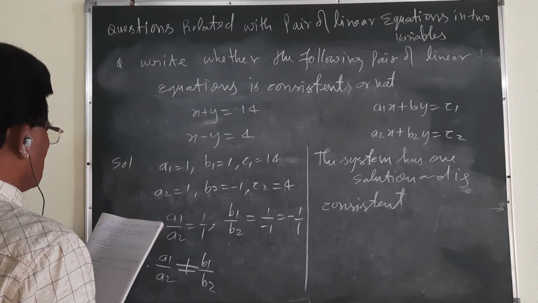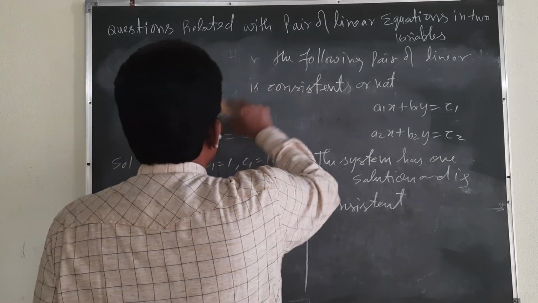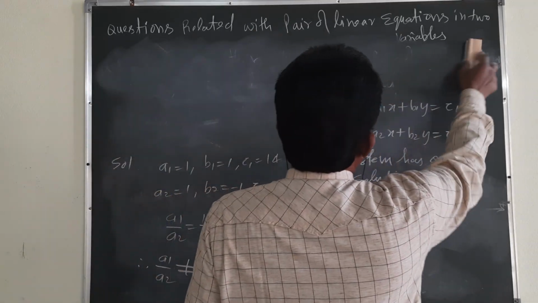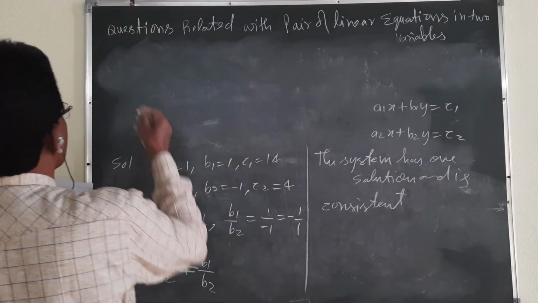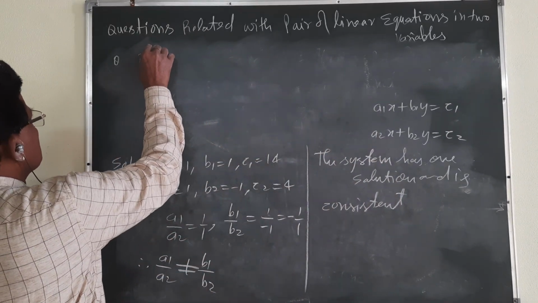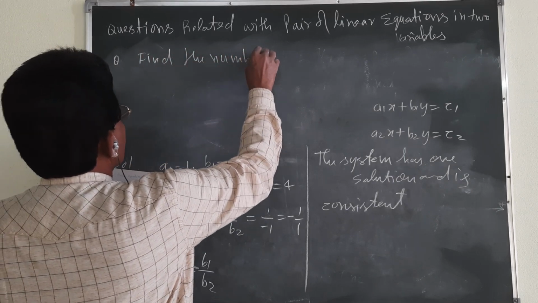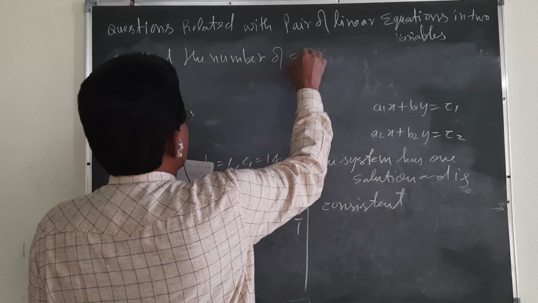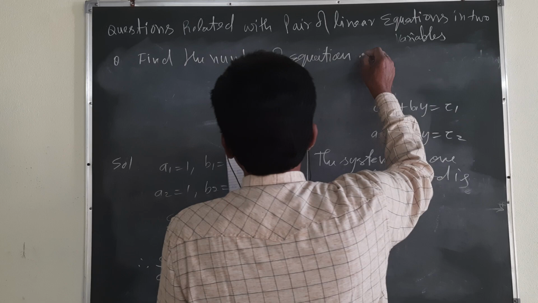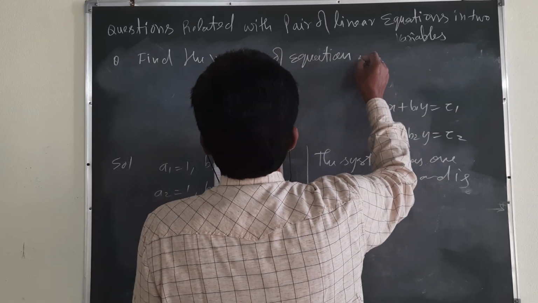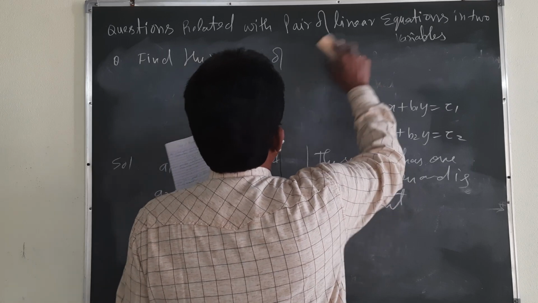You will have to find out the solution. A very, very important question I am discussing. Now, you will tell what type of solution there will be. Let me take the question. Find the number of solutions. Number of solutions means whether there will be a unique solution, no solution, or infinitely many solutions. This is the meaning of number of solutions.